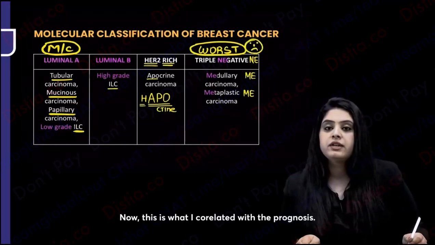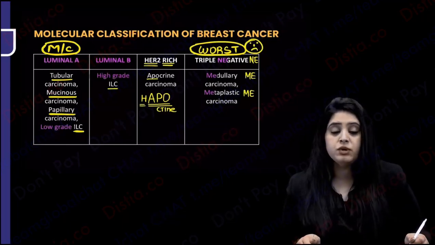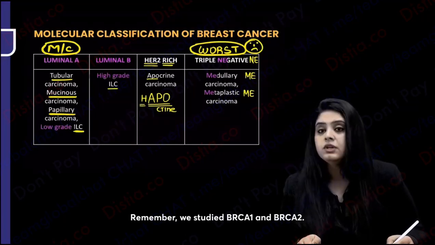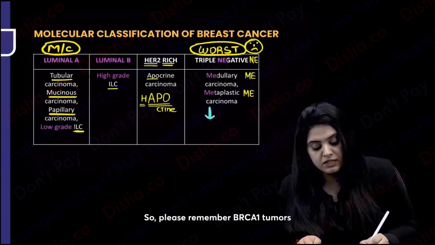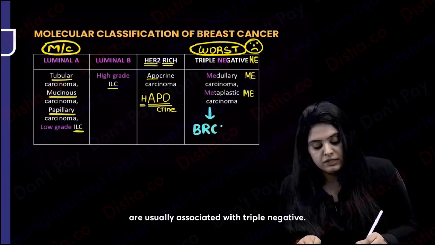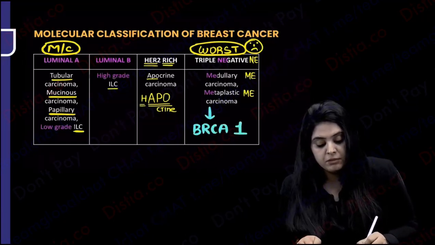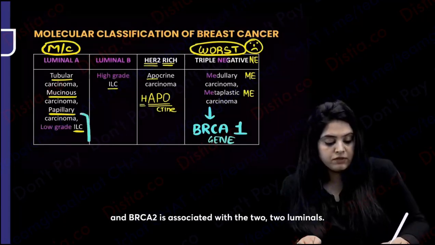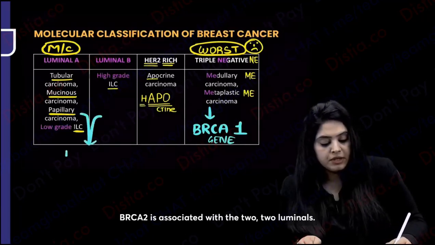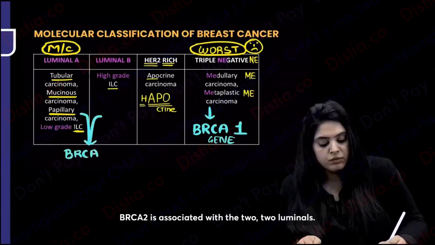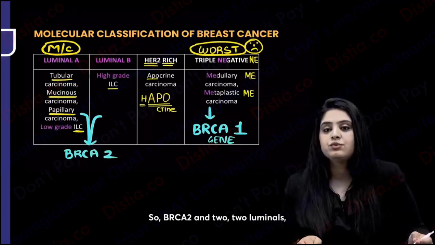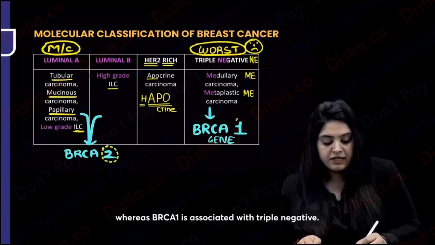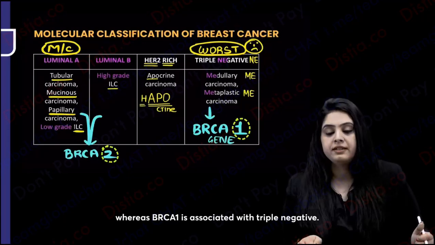Now, this is what I correlated with the prognosis. What is the correlation with the genetics? Remember, we studied BRCA1 and BRCA2. So please remember, BRCA1 tumors are usually associated with triple negative. BRCA2 is associated with the two luminals. So BRCA2 with the two luminals, whereas BRCA1 is associated with triple negative.